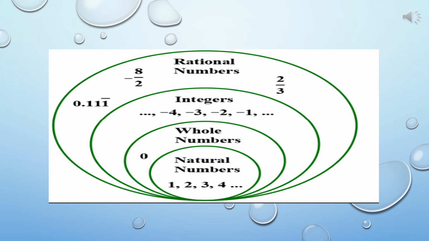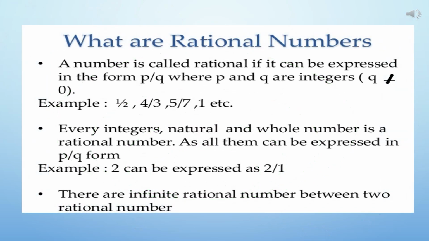From this diagram, we get to know that rational numbers are the collection of the set of natural numbers, whole numbers and integers. Now, what are rational numbers? A number is called rational if it can be expressed in the form p upon q, where p and q are integers and q is not equal to 0. For example, 1 upon 2, 4 upon 3, 5 upon 7, 1, etc.